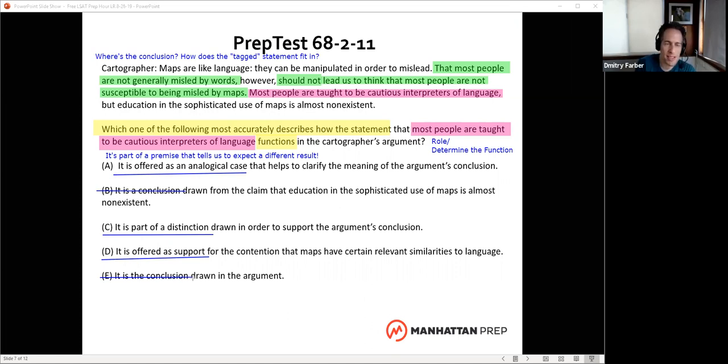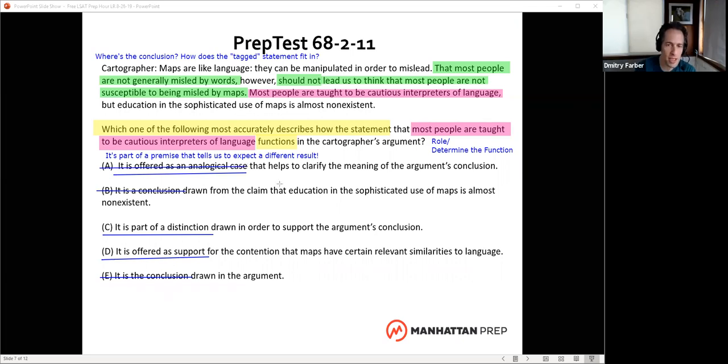Now, what do they mean by it's an analogical case? It's an analogy? Remember that analogy is where you say this is like that. It would be like if you were going on a trip and you didn't pack enough clothes, or something like that. This is not an analogy. They're talking about the actual things. The argument is about maps and language, and the premise is about maps and language. They're not using maps as an analogy for language or anything like that. So it's not an analogy.